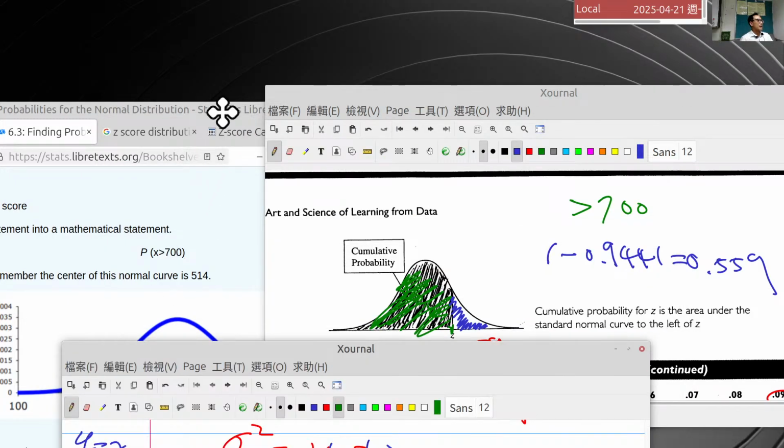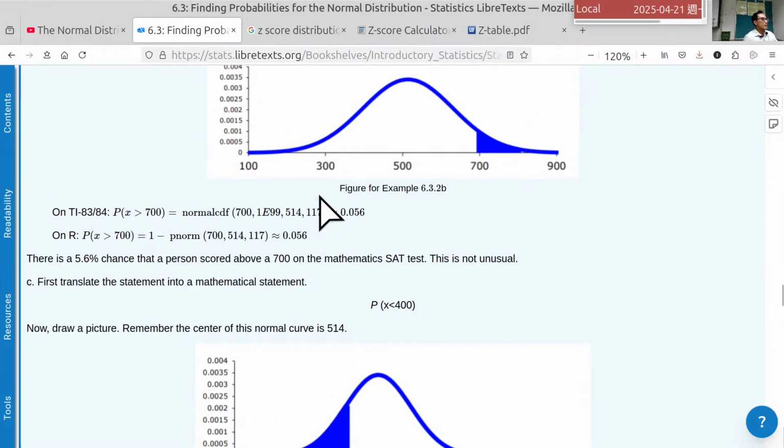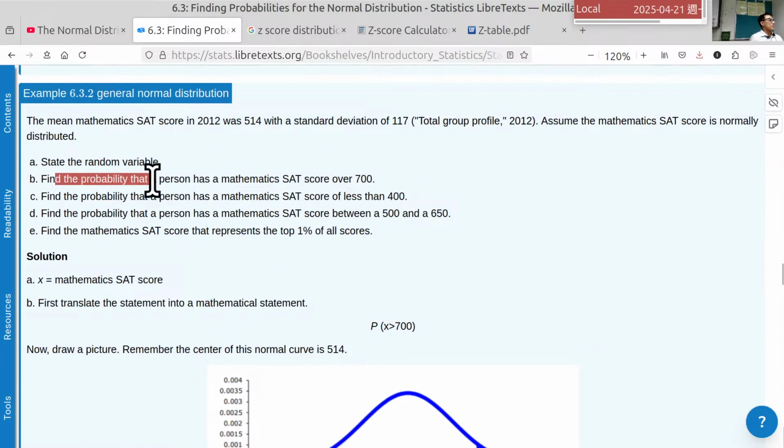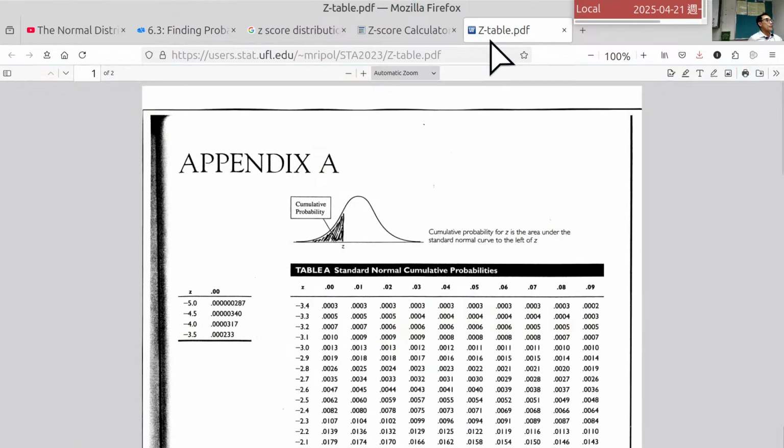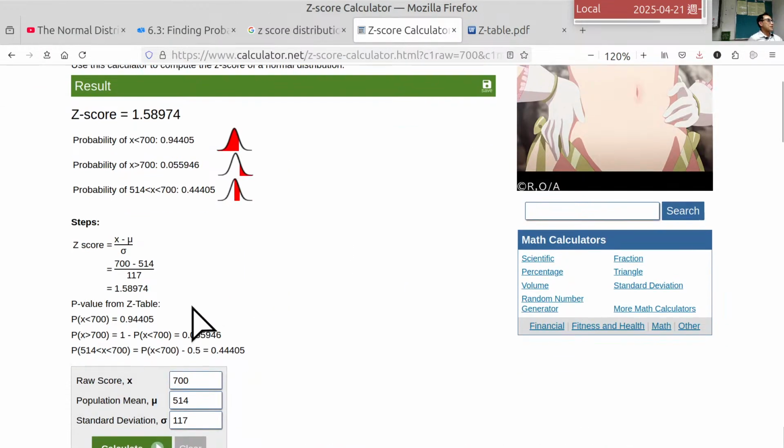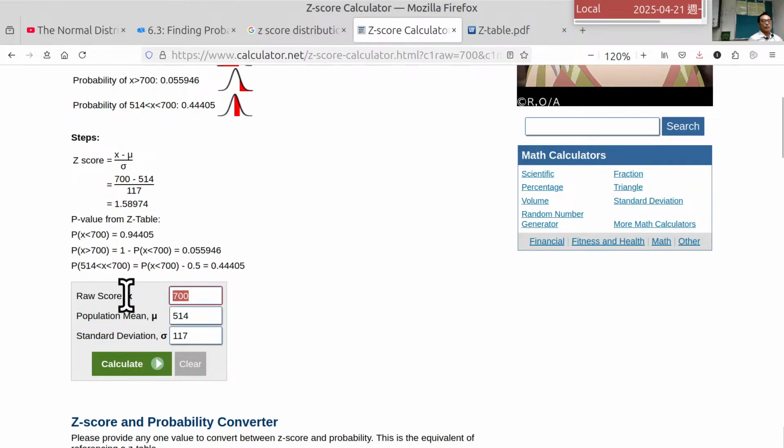And again, the first question: find the probability that a person has a mathematics SAT score over 700. For the computer, you just type 700 as the score, 514 as the mean, 117 as the standard deviation, and click. You got the answer. But you don't know the principles. And now be patient for 10 minutes. I'm going to tell you how to do this.